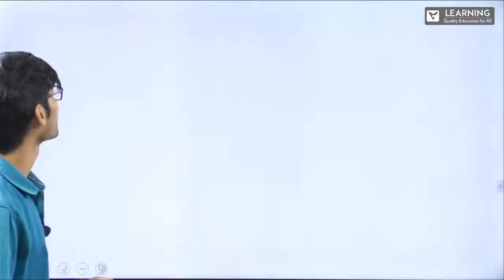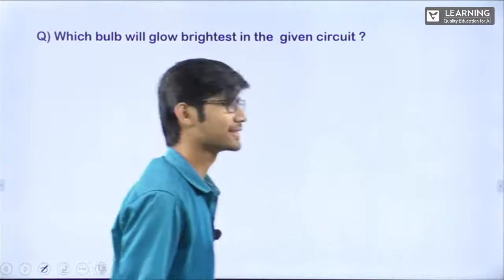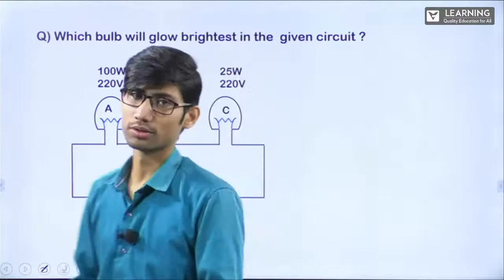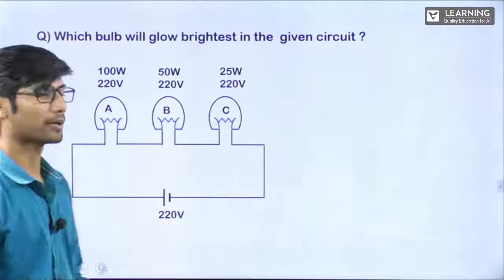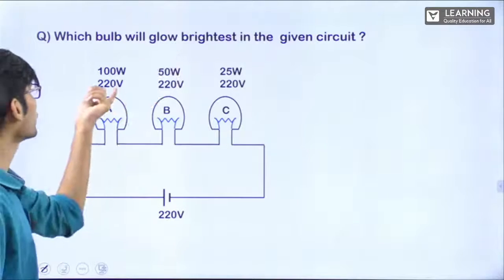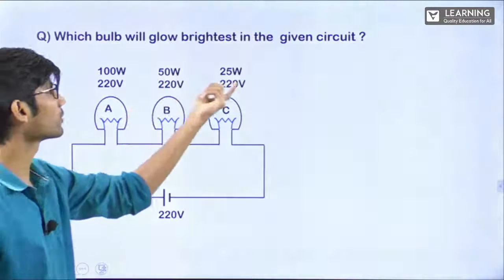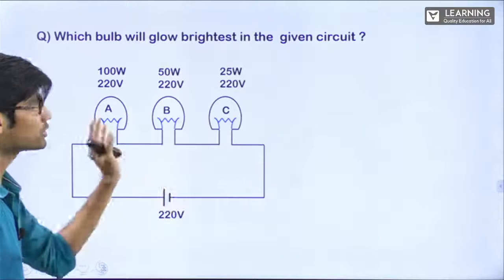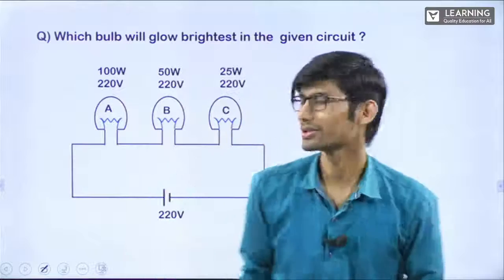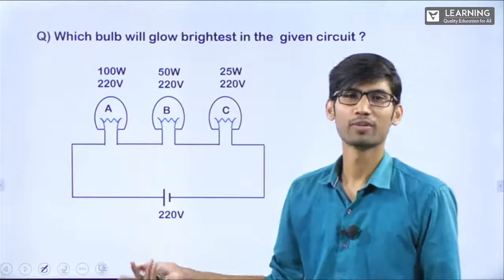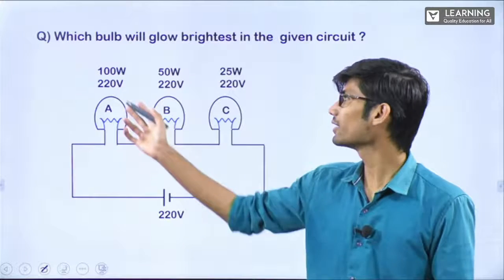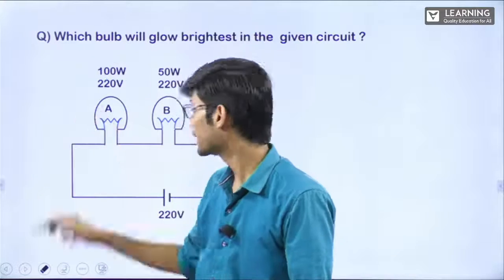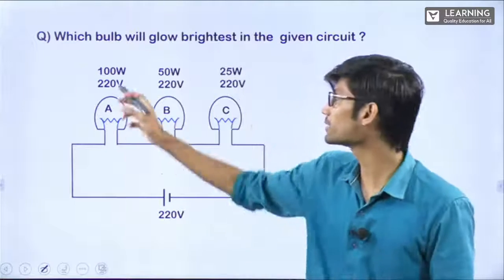Very basic question. Next. Which bulb will glow brightest in the given circuit? Now see, this kind of question, you should know how to do this. 220 volt is supplied, power rating is given: 220 volt 100 watt, 220 volt 50 watt, 220 volt 25 watt. 220 volt is supplied from the battery, which bulb will glow the brightest? Some people will be like, sir, you told the more the power, the more will be the brightness. Here this is having the most power, so this will be the brightest. Wrong. This will not be the brightest. It can be the brightest, but you cannot tell just by seeing this.